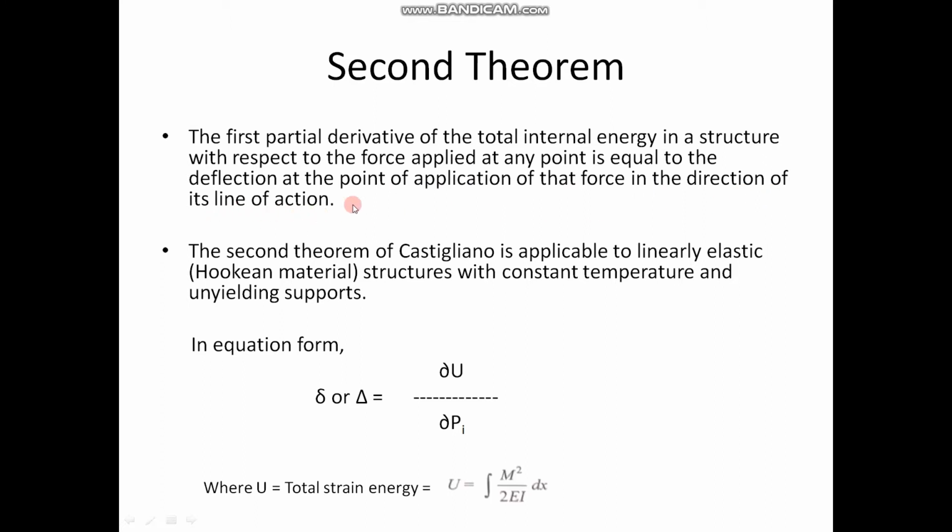It means that if we do the partial derivation of strain energy with respect to the load applied at a particular point, we will get the required deflection delta at that particular point, where U, that means the total strain energy, can be calculated by doing the integration of M squared by 2EI dx.